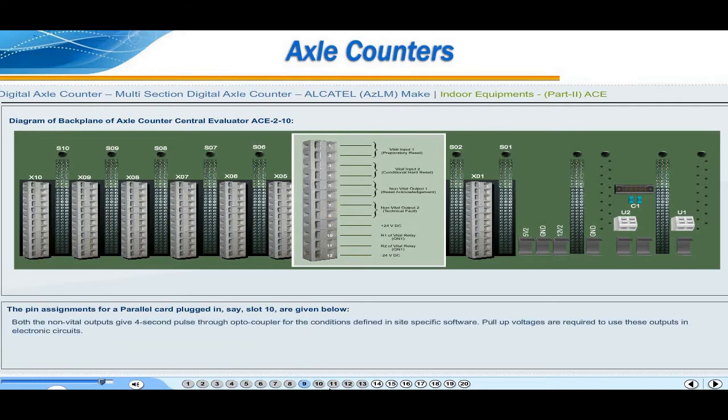Both the non-vital outputs give a 4-second pulse through optocoupler for the conditions defined in the site-specific software. Pull-up voltages are required to use these outputs in electronic circuits. Connectors X10/9, X10/10, X10/11 and X10/12 give the vital relay output through the potential free contacts of two relays provided on the parallel card.